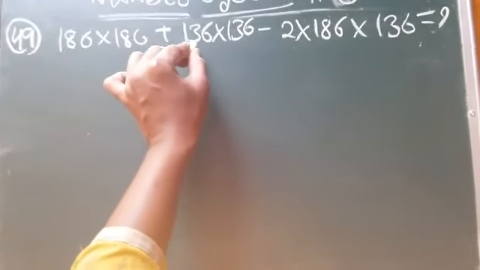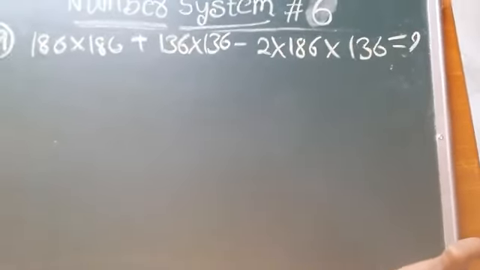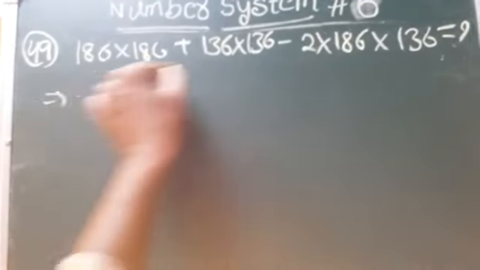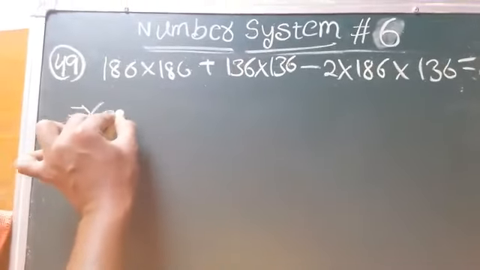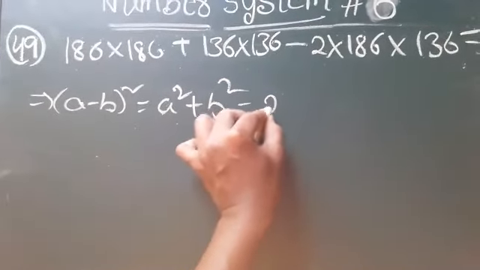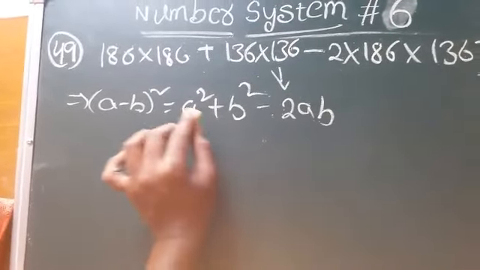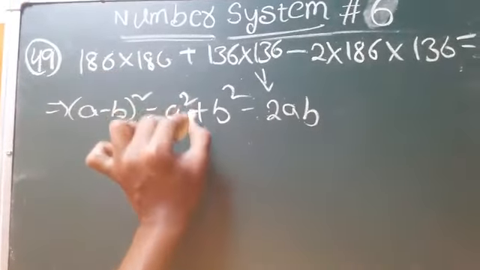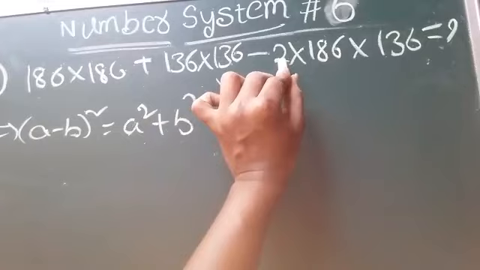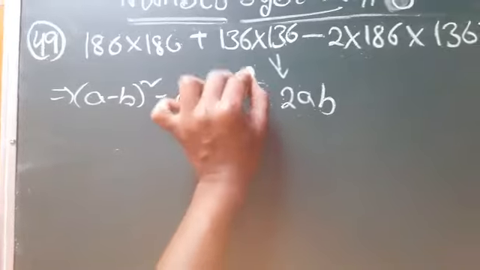186 into 186 plus 136 into 136 minus 2 into 186 into 136. See the question. This is related to the previous one, but here you have a minus sign. You know the formula a minus b whole square equal to a square plus b square minus 2ab. If you compare this question with this formula, you will get the answer within a few seconds. A square means 186 whole square, b square means 136 whole square, minus 2ab means minus 2 into 186 into 136. That means here a is 186, b is 136.